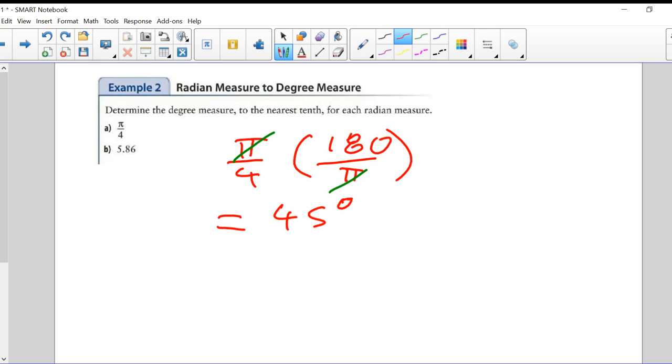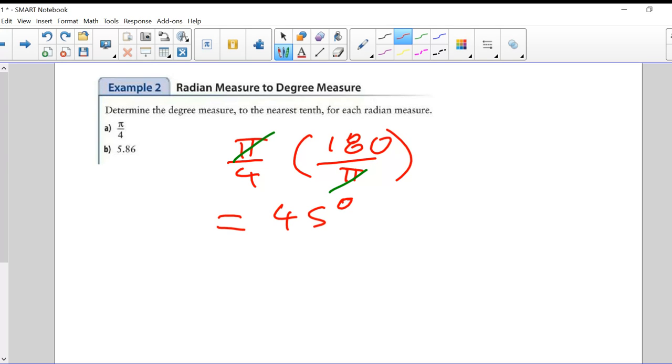The fact that this had a multiple of pi in it already means that this angle is just going to be an exact number of 45 degrees. But what about the 5.86, right? Yes, you're right, Cosine. Cosine has 45 degrees. Well done. What about the 5.86?